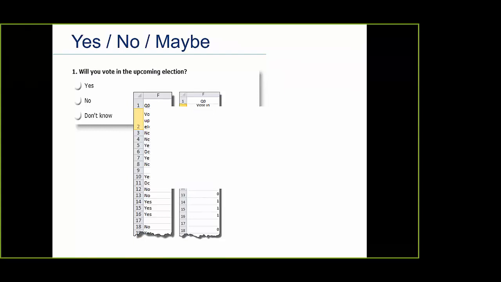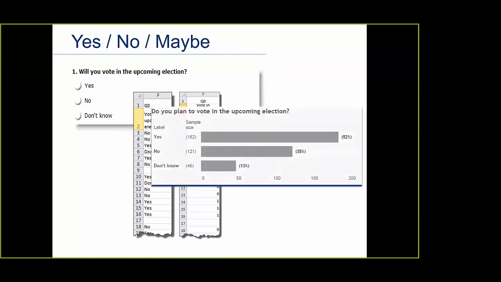And this is kind of our goal, to visualize it this way. So I can see 52% said yes, 35% said no, and so on, and maybe you want to have the actual end count. So that would be a single punch question.